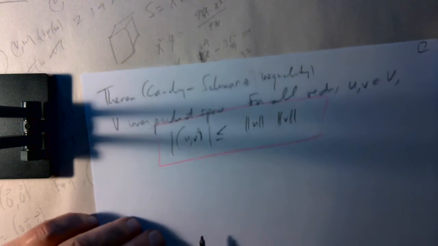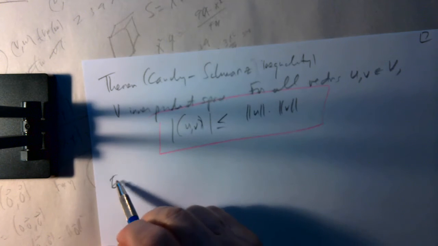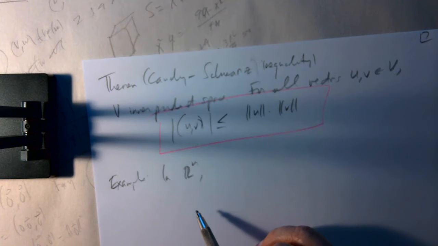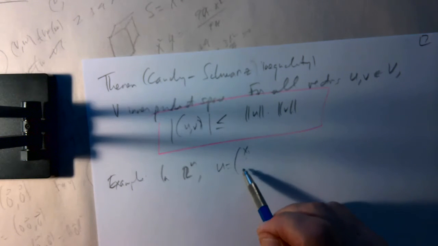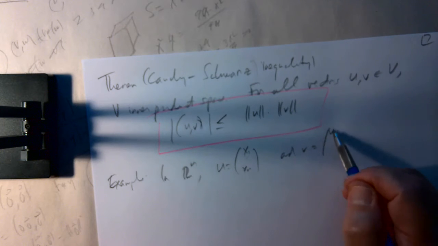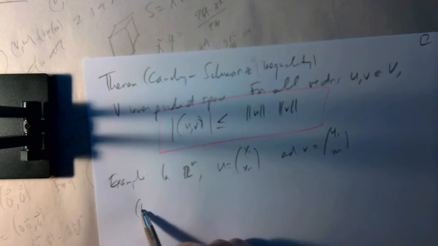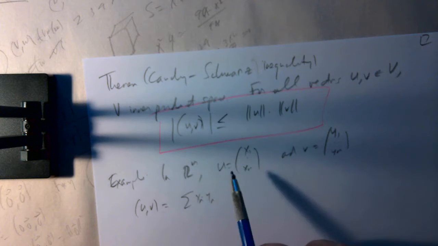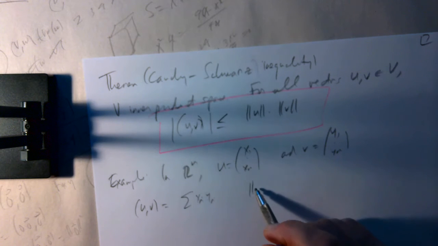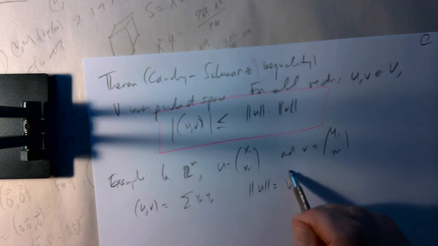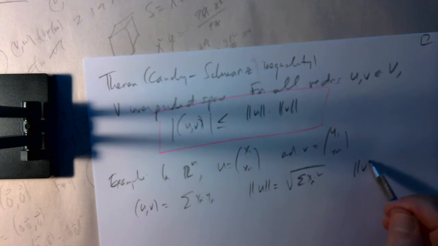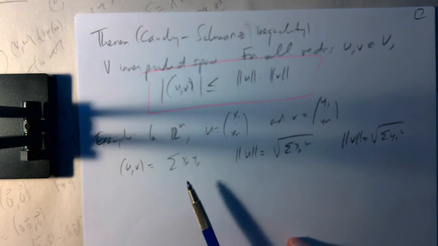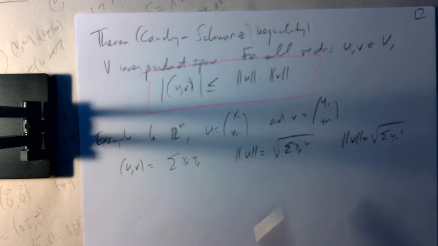That's the Cauchy-Schwarz inequality. And let's just see an example of this. This is the most important example. In Rn, if we let u be the vector x1 to xn, and v the vector y1 to yn, the inner product of u and v is summation xi yi. It's the sum of the products of the corresponding coordinates. The length of u is square root summation xi squared. The length of v is square root of summation yi squared. So these are the simple formulas for the inner product of two vectors in Rn with the standard inner product and the length of a vector.